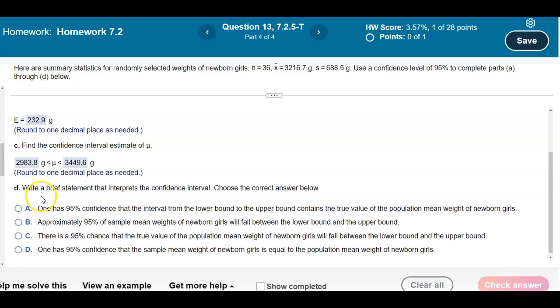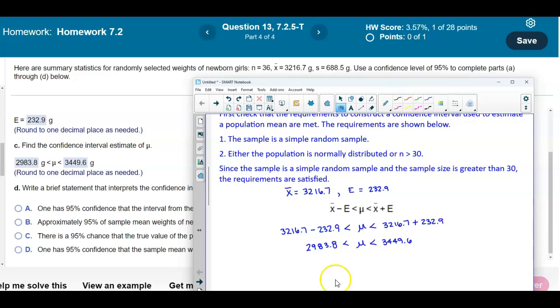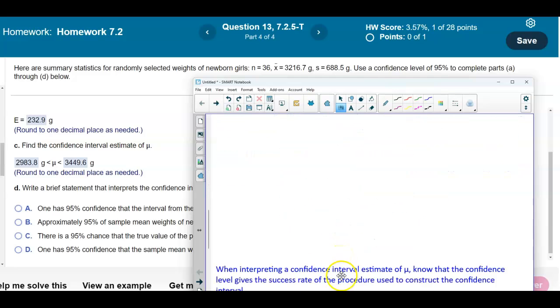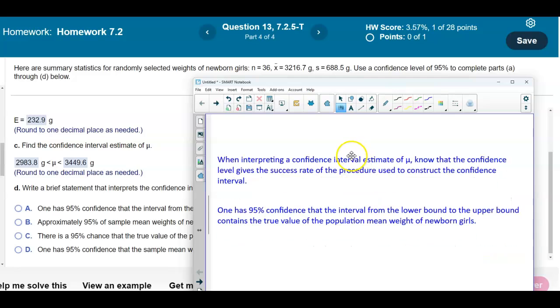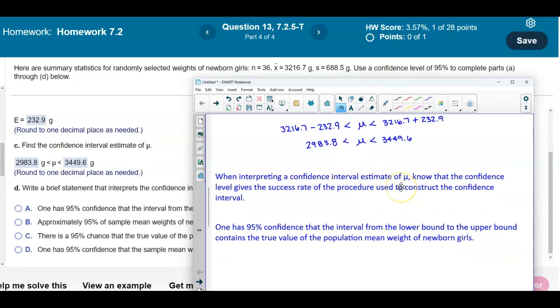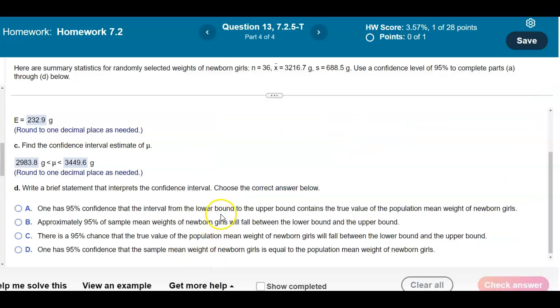The next question says to write a brief statement that interprets the confidence interval and then choose the correct answer below. When interpreting a confidence interval estimate of the population mean, know that the confidence level gives the success rate of the procedure used to construct the confidence interval. So we would say that one has 95% confidence that the interval from the lower bound to the upper bound contains the true value of the population mean weight of newborn girls.